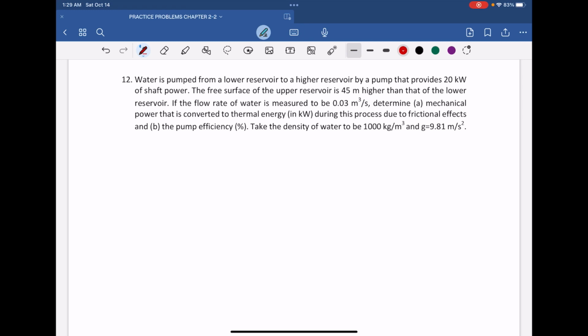Water is pumped from a lower reservoir to a high reservoir by a pump that provides 20 kilowatt of shaft power. The free surface of the upper reservoir is 45 meter higher than that of the lower reservoir. If the flow rate of water is 0.03 meter cubed per second, determine the mechanical power converted to thermal energy during this process due to friction and the pump efficiency. Okay, let's sketch it.